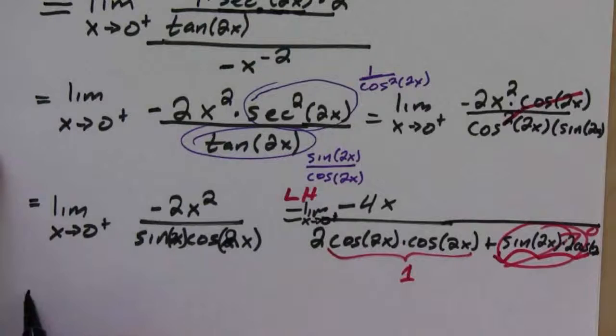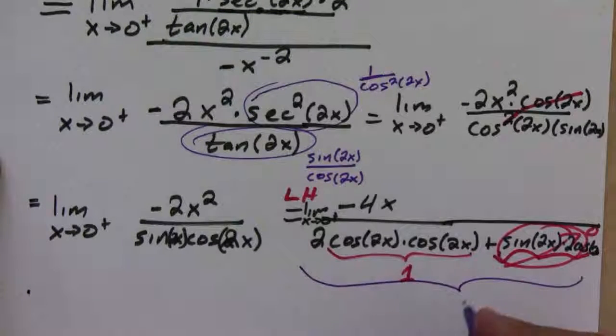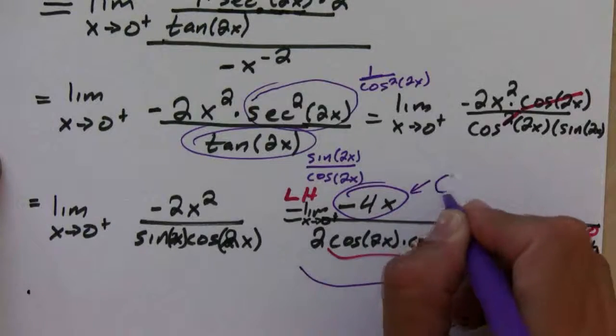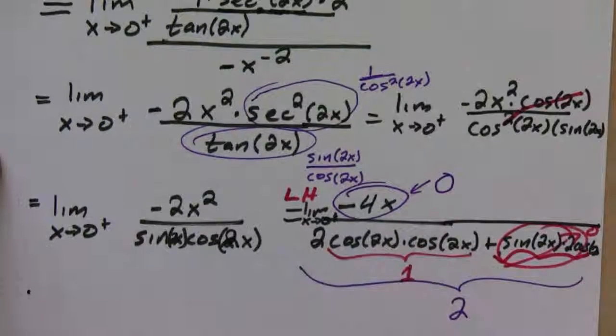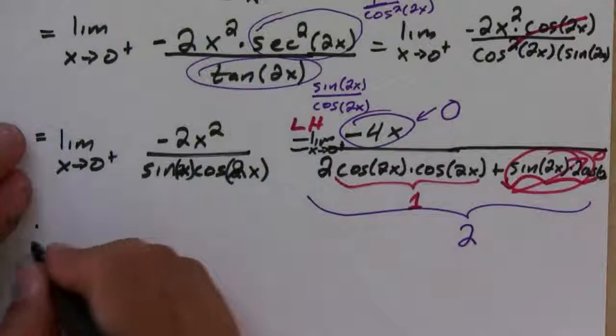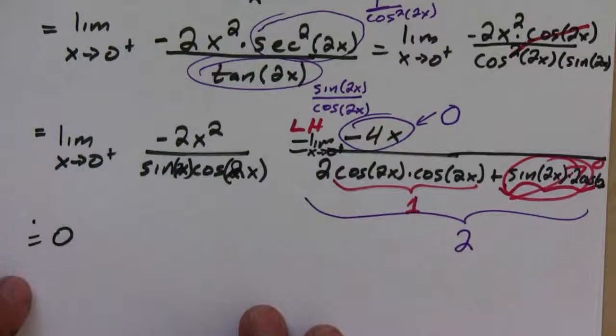So this is really, the whole denominator is approaching 2. And then the numerator is approaching 0, because, well, negative 4 times 0 is 0. So this limit is actually equal to 0.